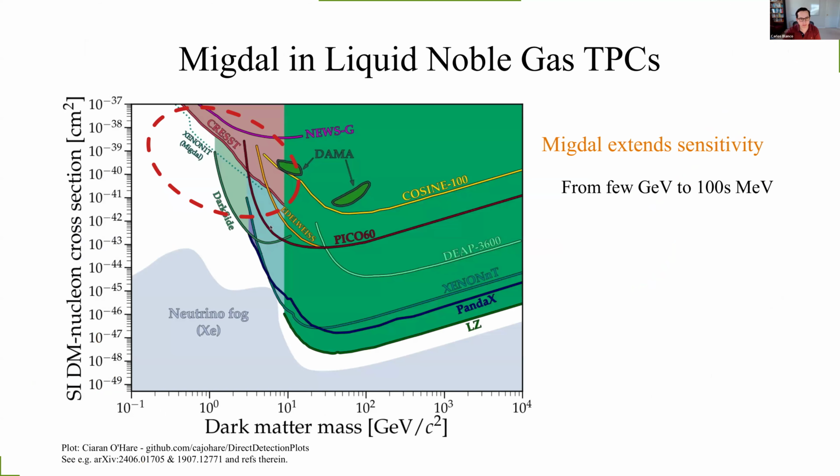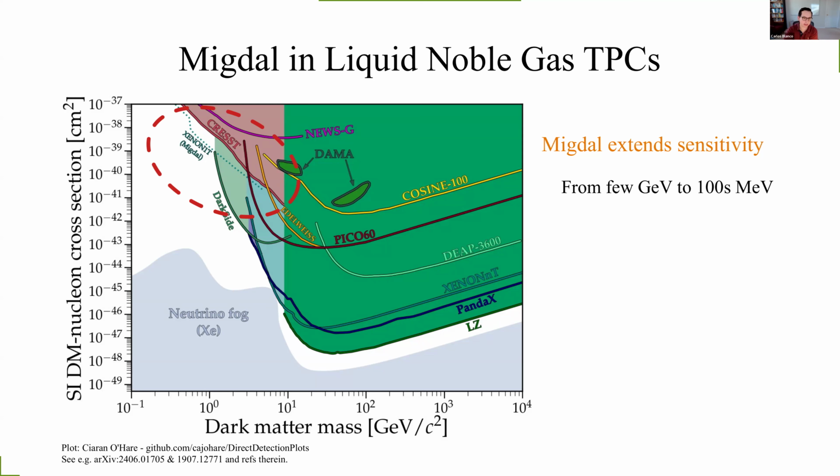And in fact, in a previous plot, you can see what this Migdal analysis does, right? This is that dotted line up here that takes the xenon sensitivity, which usually goes to essentially 0 at a few GeV, and allows you to extend it down by an order of magnitude to hundreds of MeV. So this is a pretty successful way of searching for lighter masses using existing detectors.